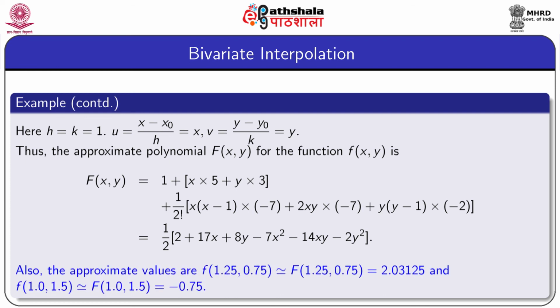Now, the approximate value of f at 1.25 comma 0.75 is approximately equal to capital F of 1.25 comma 0.75, which is equal to 2.03125, and the approximate value of f of 1.0 comma 1.5 is equal to capital F of 1.0 comma 1.5, which is equal to minus 0.75. So, these values are obtained by substituting the values of x and y into the above expression.